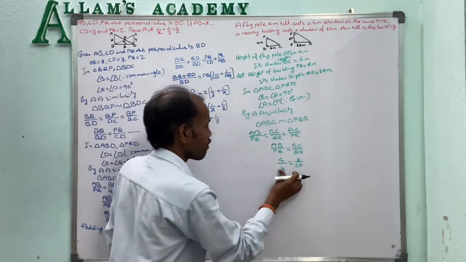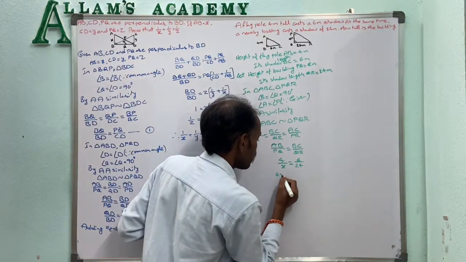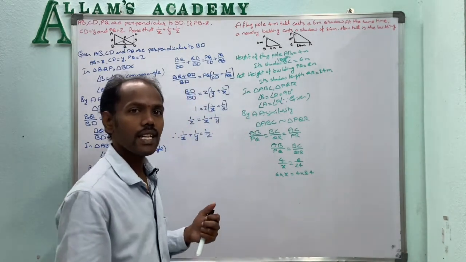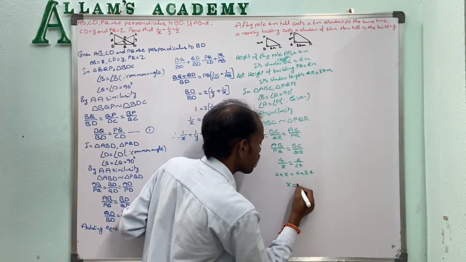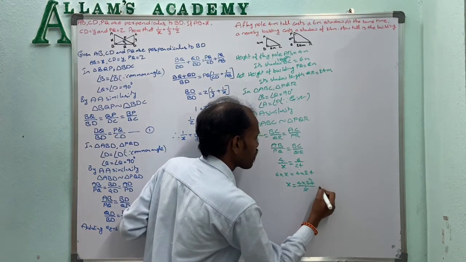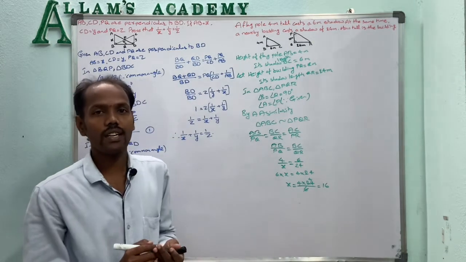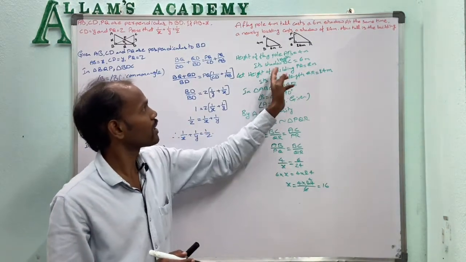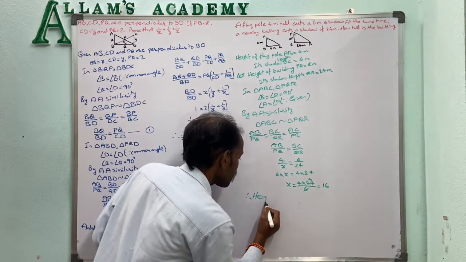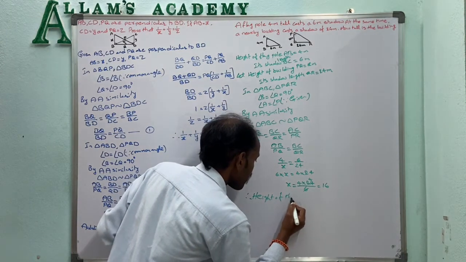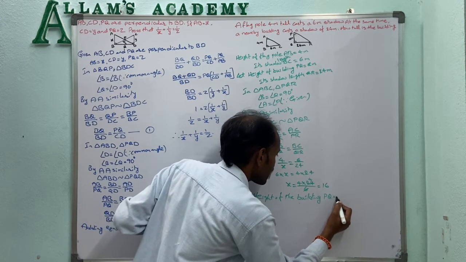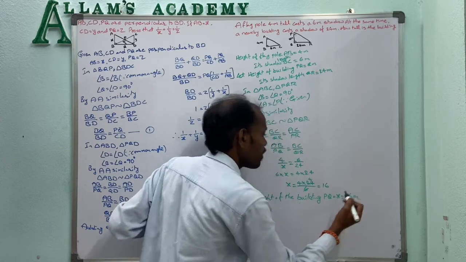By cross multiplication, 6 into x equal to 4 into 24. That multiplication 6 transferred to this side becomes division. So 4 into 24 by 6. 6 ones 6, 6 fours 24, 4 fours 16. So x equal to 16. x means that is nothing but height of building. So height of the building PQ, that equal to x, is 16 meters.